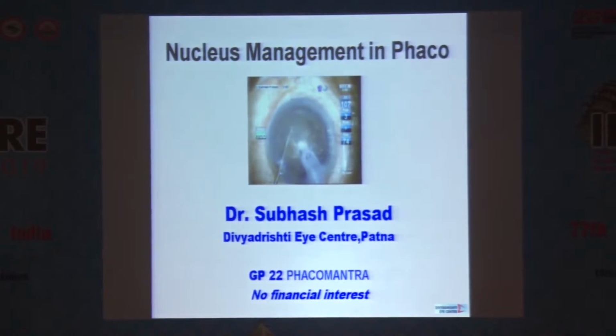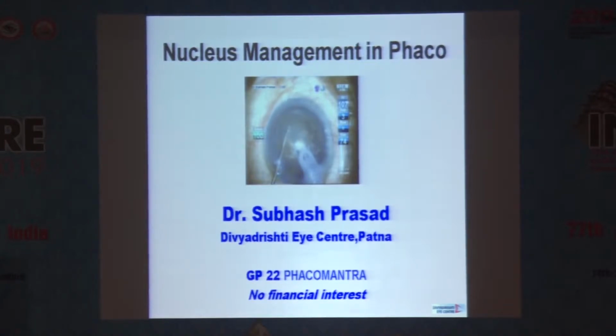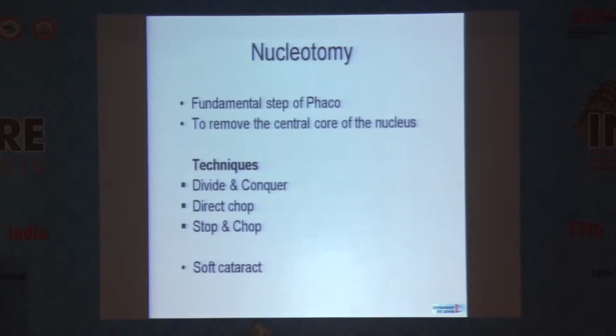So once you have known the machine, you have made the incision, you have done the capsule excision, hydrodissection. Now it's the time to manage the nucleus. So nucleotomy is the fundamental step of the phacoemulsification.